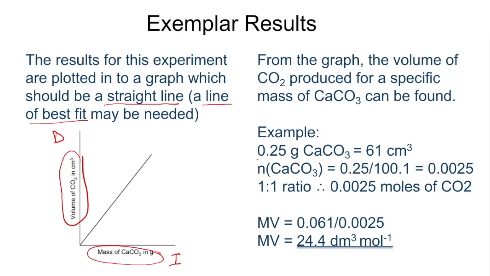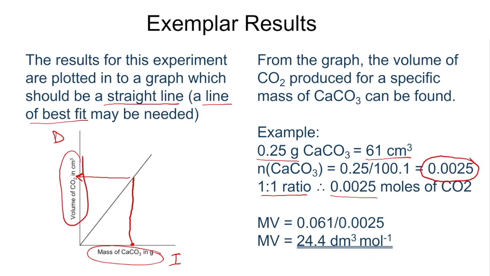So let's say, for example, we've used 0.25 grams of calcium carbonate, and let's say that that's here. I draw a straight line up, or as straight as possible, of course with a ruler, to the line, and then across, and I measure that volume, and in this case, let's say that it is 61 centimetres cubed. I can then determine my number of moles by doing my mass divided by my molar mass, and that gives me 0.0025 moles. They are then in a 1-to-1 ratio, and it gives us 0.0025 moles of CO2.